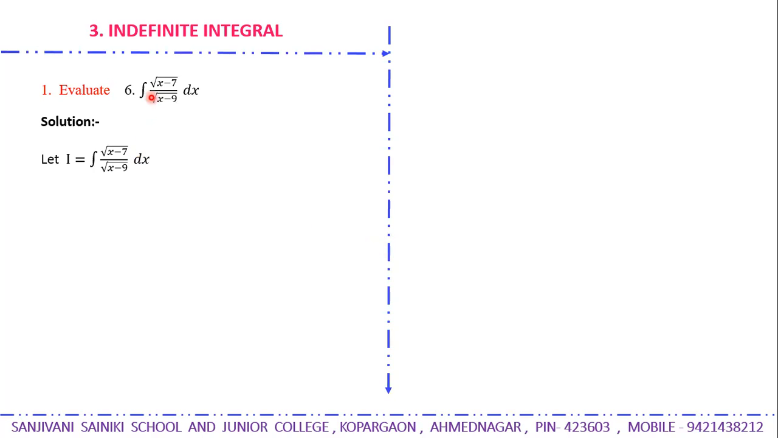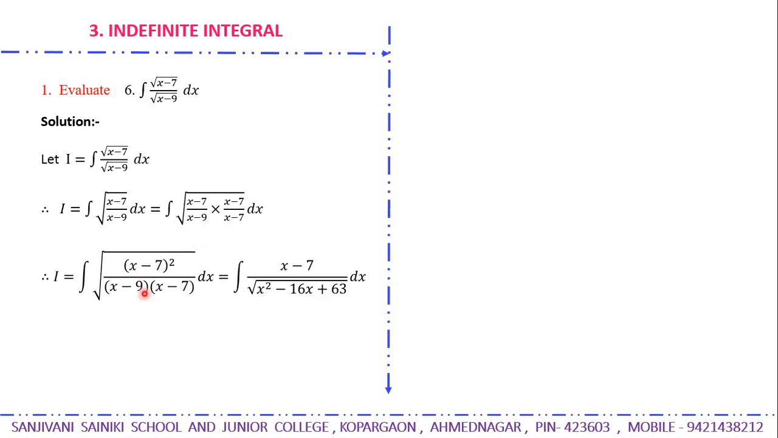Now the next example is root of (x - 7) upon (x - 9). We can write it in one square root. Then we will multiply it by (x - 7) upon (x - 7). So in the numerator you get (x - 7) bracket square and in the denominator we get the two factors. Take their multiplication, you will get the integral of (x - 7) upon root (x² - 16x + 63).